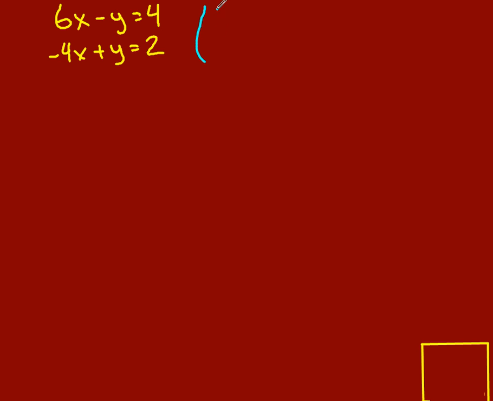So let's set up the matrix. 6, -1, and 4 for the top row. -4, 1, and 2 for the bottom row. Again, make sure that you're paying attention to your negative and positive signs here.